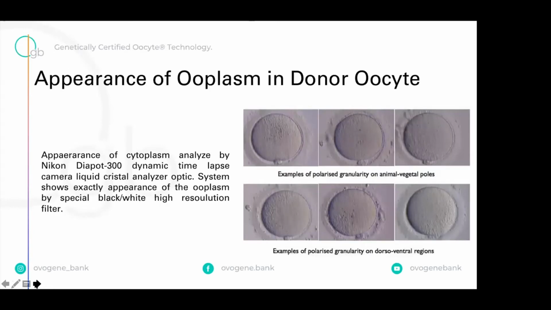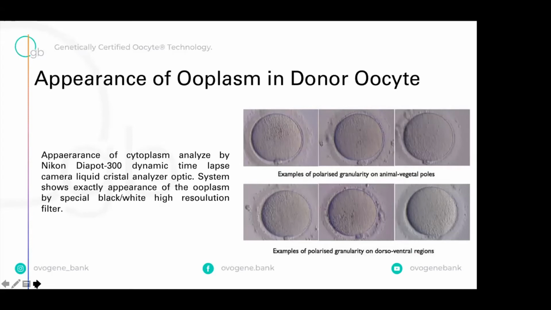We also use this to assess the appearance of the ooplasm in the donor oocyte, because by morphological assessment the embryologist cannot find this out exactly. We are using a Nikon Diaphot 300, a dynamic time lapse system, which has a camera with a liquid crystal analyzer optic. The optic catches the concentration of the cytoplasmic area and calculates the appearance of the ooplasm, and gives us a black and white, high resolution image with filter, showing which oocytes exactly need to be frozen.